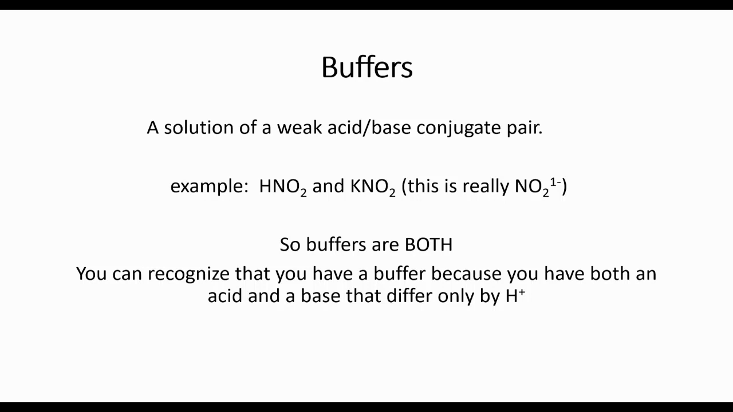So HNO2 and NO2 negative only differ by an H positive, so that's a weak acid and its conjugate base. That's a buffer. So if you have both, it's a buffer, and it's the only time you're going to be given both in a problem. So that's when you've got a buffer.